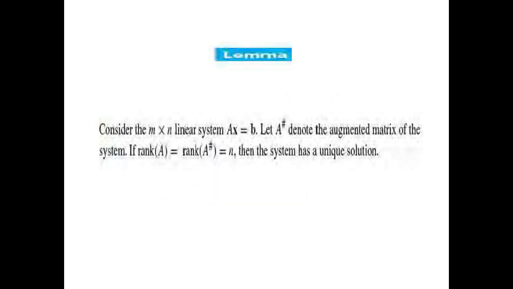Lemma. Consider the m by n linear system Ax equals B, where A is the coefficient matrix, X is the variable matrix, B is the right hand side constants. Then let A hash denote the augmented matrix of the system. If the rank of coefficient matrix A equals the rank of augmented matrix A hash and both are equal to the number of unknowns, then the system has a unique solution.